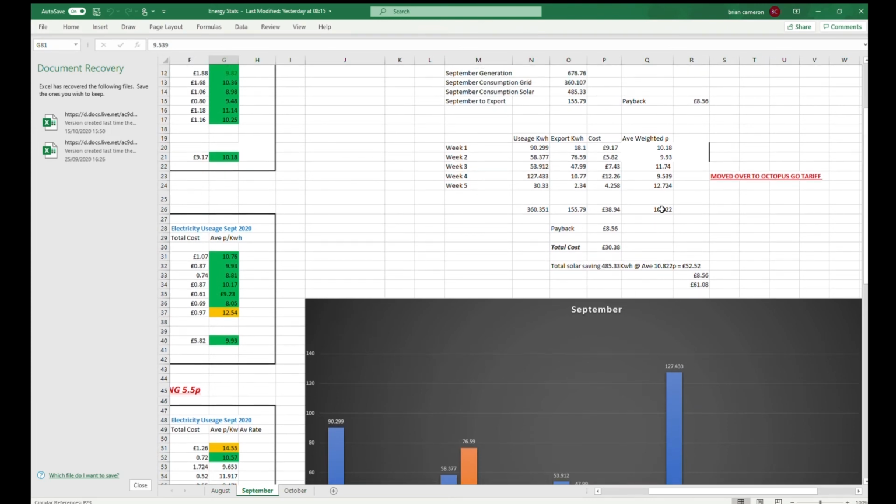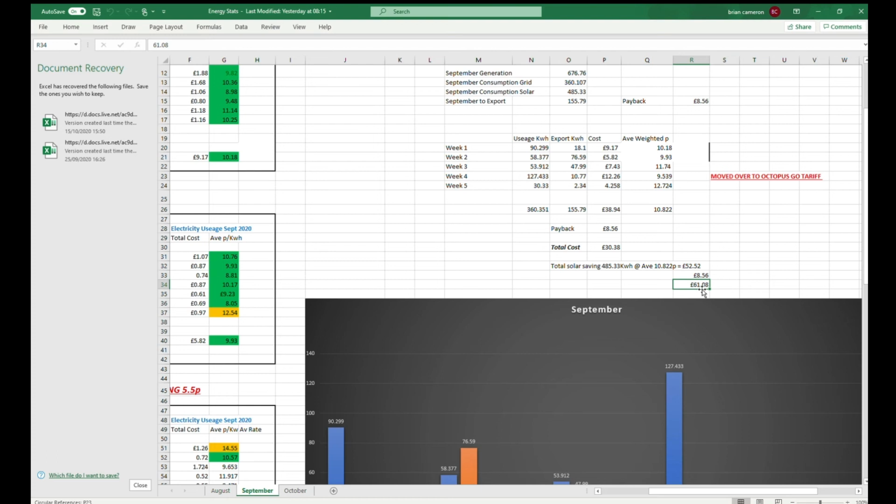So looking at our average weighted price of 10.822 pence, we actually consumed 485 kilowatts. Basically that saved us £52.52. When I said around 60, didn't I? We also exported £8.56. So yeah, there's the total. It might be a few quid either side of that, but can't be that accurate with these things.